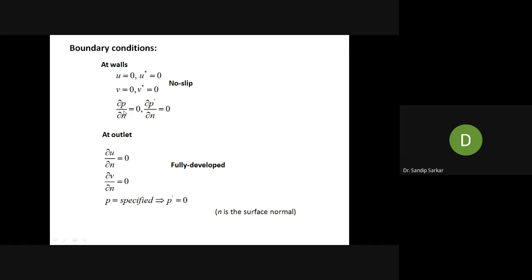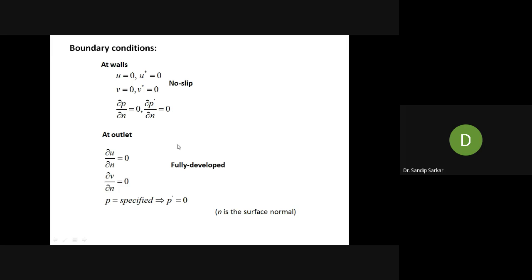For the pressure, you have to apply the Neumann boundary condition, that is del P del n equal to 0. And for the correction equation, del P prime del n is equal to 0. So at the wall, you have to apply the Neumann boundary condition: for the pressure, del P del n equal to 0, where n is the surface normal, and for the pressure correction, del P prime del n is also equal to 0 at the wall.